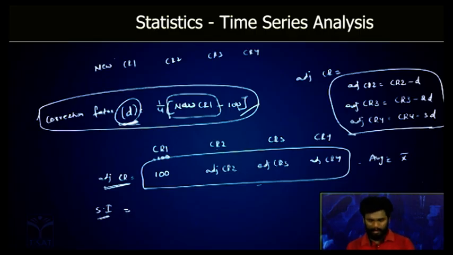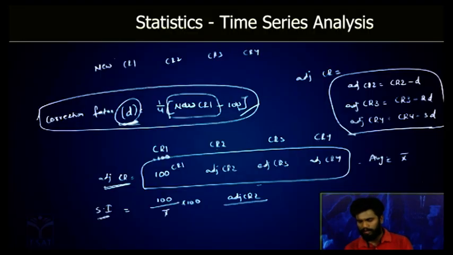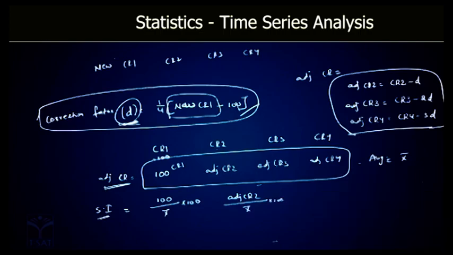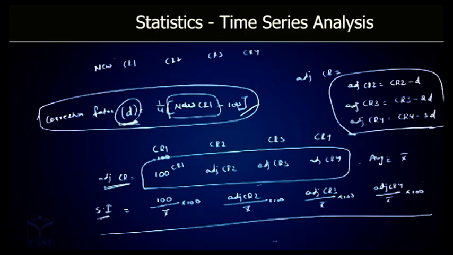The seasonal indices are given by 100, that is CR1 the chain relative for Q1, divided by this average X bar, into 100. Similarly, adjusted chain relative for Q2 divided by average into 100. Adjusted chain relative for Q3 divided by X bar into 100. Adjusted chain relative for Q4 by X bar into 100. Now these are our seasonal indices using the link relatives method, and obviously this will be nearly equal to 400. So now this is the method for calculating the seasonal indices for link relative method.